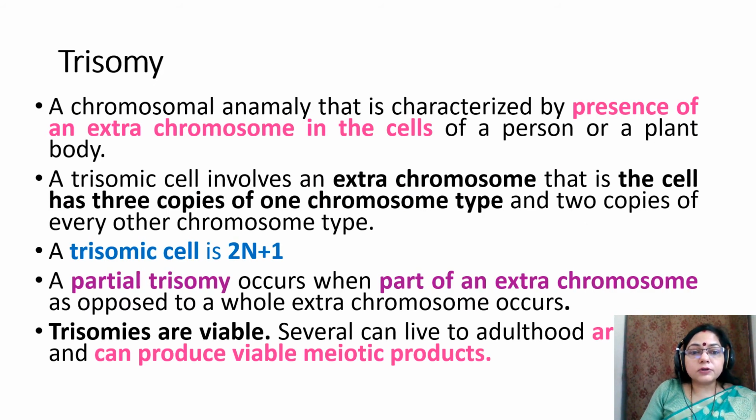Trisomy. A chromosomal abnormality that is characterized by the presence of an extra chromosome in the cell of a plant body. A trisomic cell involves an extra chromosome, that is, the cell has 3 copies of one chromosome type and 2 copies of every other chromosome type. A trisomic cell is 2n plus 1. A partial trisomy occurs when part of an extra chromosome, as opposed to a whole extra chromosome, occurs. Trisomics are viable. They may be fertile and can produce viable meiotic products.